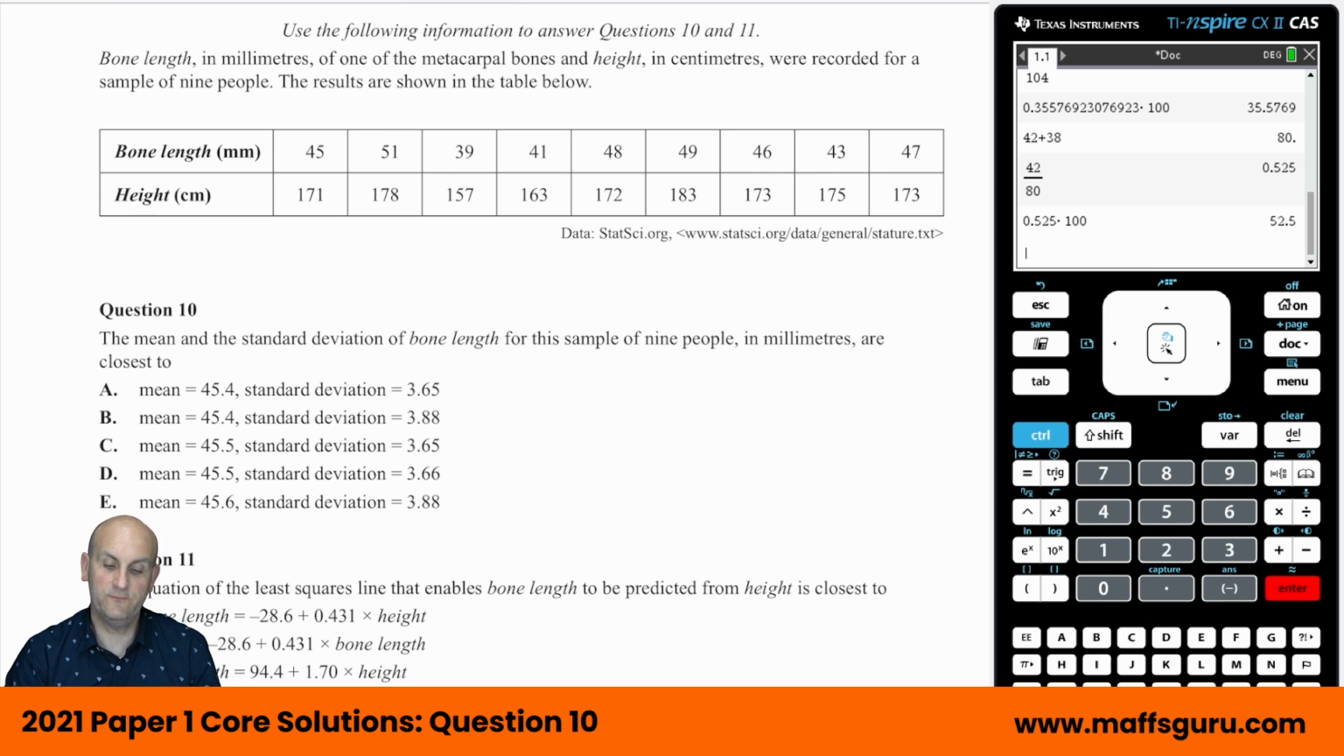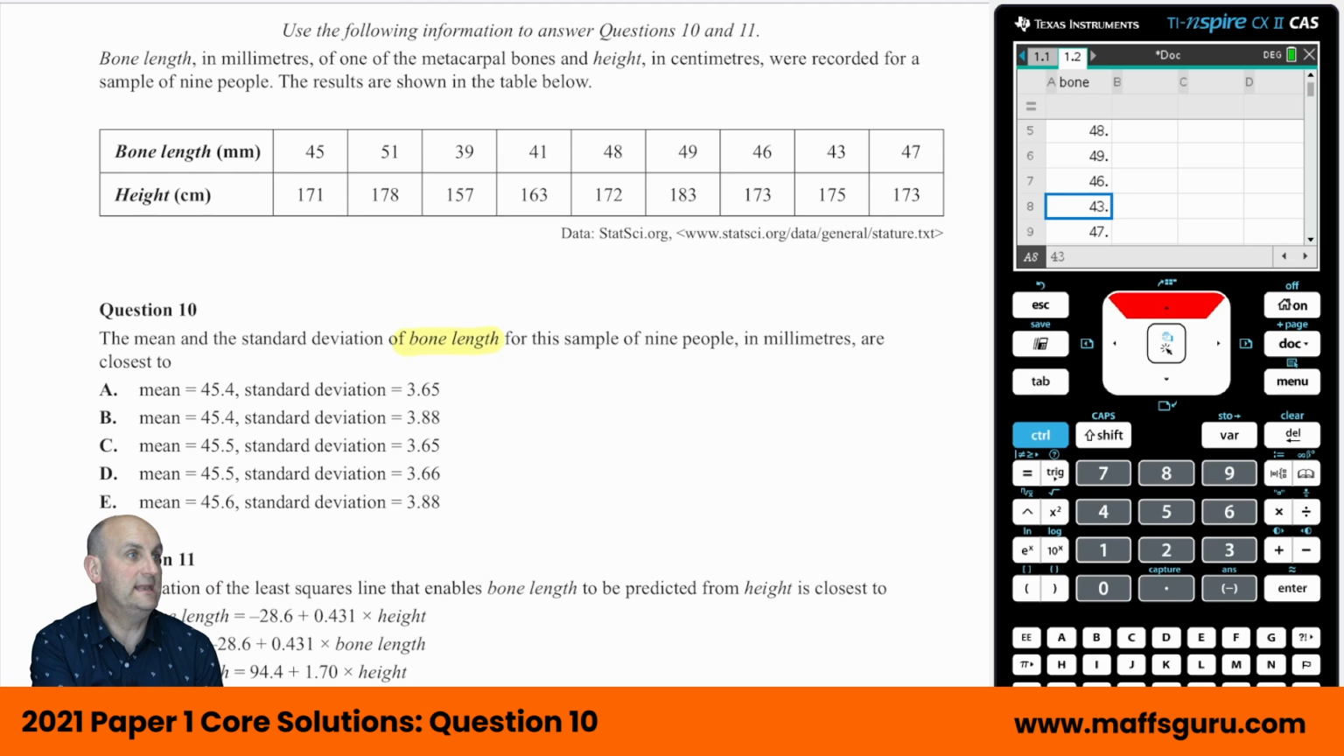All right, use the following information to answer questions 10 and 11. Awesome. Bone length in millimeters of one of the metacarpal bones, and height in centimeters, were recorded for a sample of 9 people. The results are shown. The mean and standard deviation of bone length for this sample of 9 people in millimeters is closest to... So we want the bone length and we want the mean and standard deviation. So I'm going to do that on my CAS calculator. I'm going to put the data in and then come back.